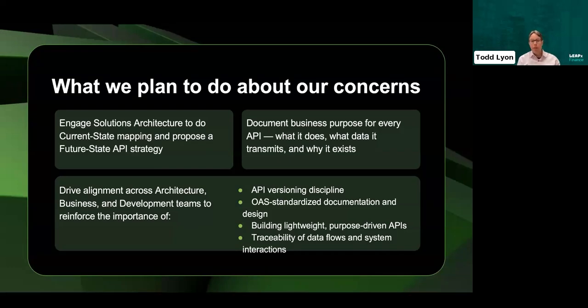Additionally, we want to build lightweight purpose-driven APIs. So as I mentioned previously, we came from kind of an infrastructure where we had a lot of extra bloat, unnecessary hops. In a lot of cases, we discovered APIs that weren't being used, or in some cases weren't being used for the appropriate reasons. And then we want to make sure as well that there's traceability of data flow and system interactions.